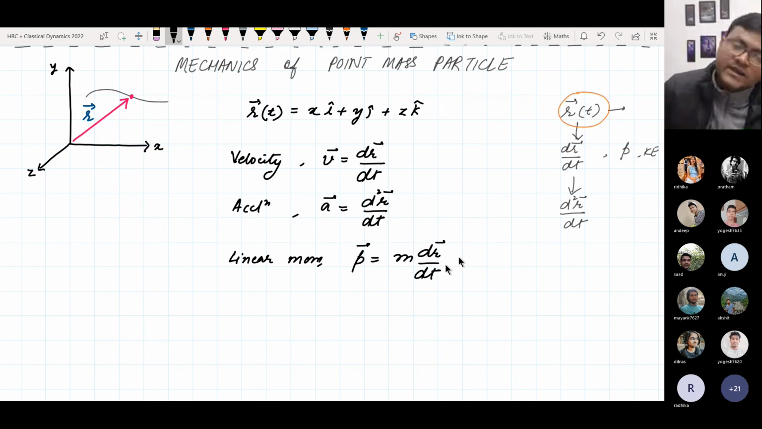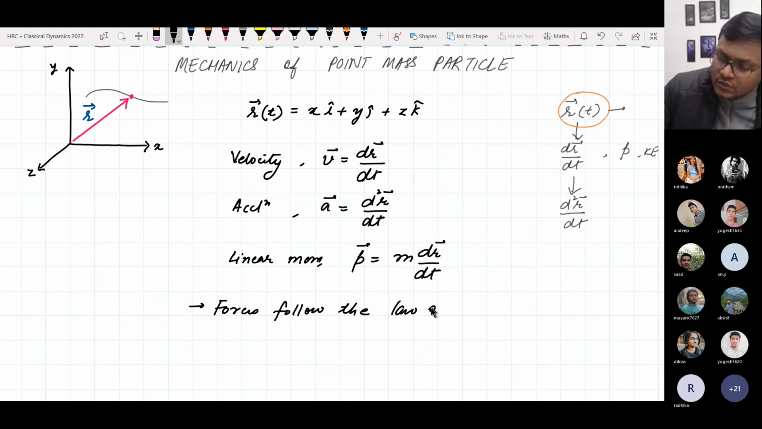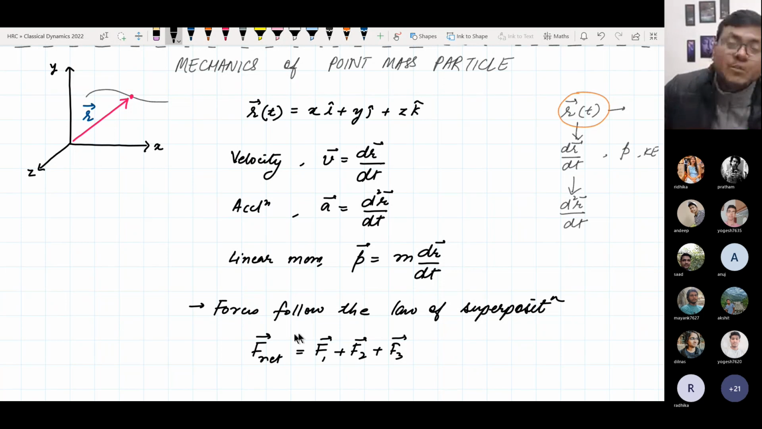Now if this particle is experiencing some kind of interaction, it is not necessary that there is only one interaction, there can be multiple interactions. If there are multiple interactions, then we follow what is known as the law of superposition. So forces follow the law of superposition. You know what that means? Vector sum. If there are multiple forces acting on a body, then the net force acting on the body is essentially a vector sum of all the forces.